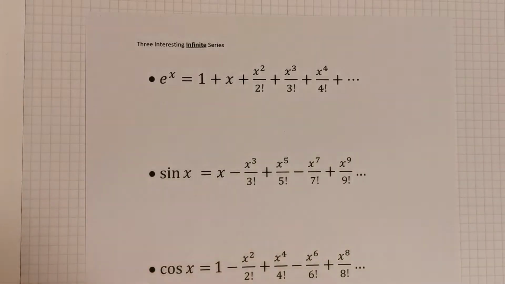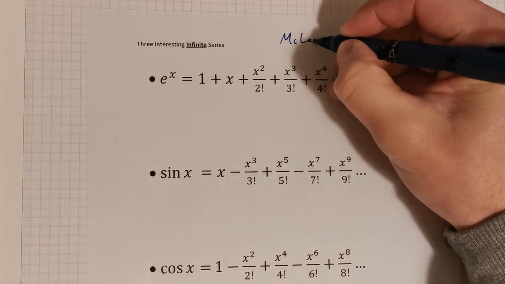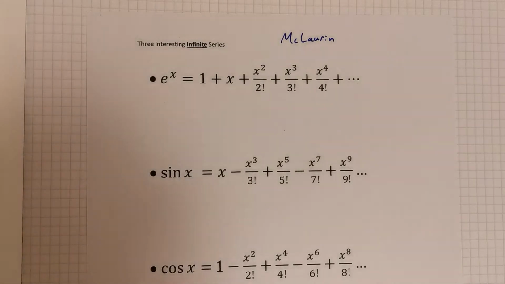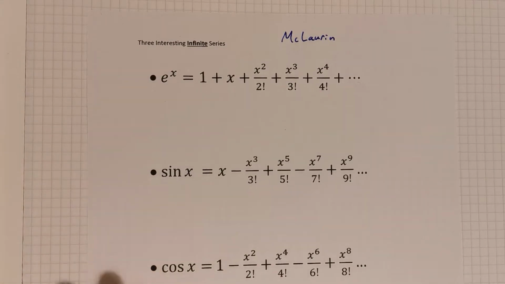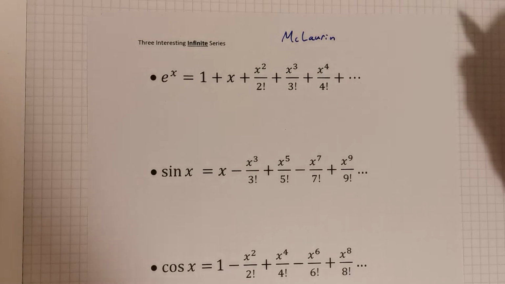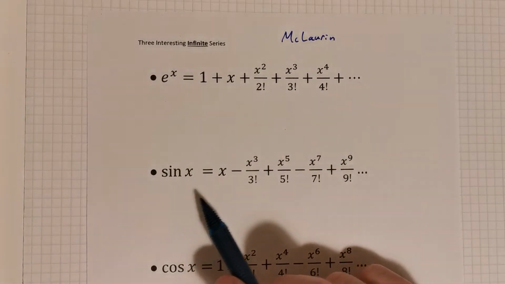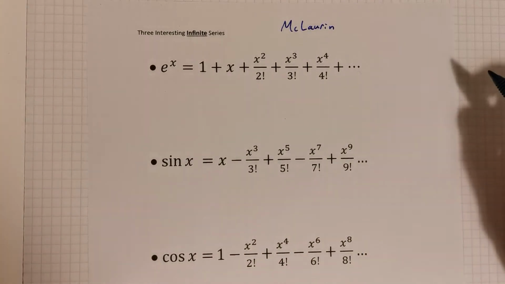So these are known as Maclaurin series, named after a Scottish mathematician, Colin Maclaurin, from the 18th century, who developed work by an English mathematician called Brook Taylor, also from the 18th century, I think. So this is the Maclaurin series for e to the power of x. This is the Maclaurin series for sine of x, and this is the Maclaurin series for cosine of x.